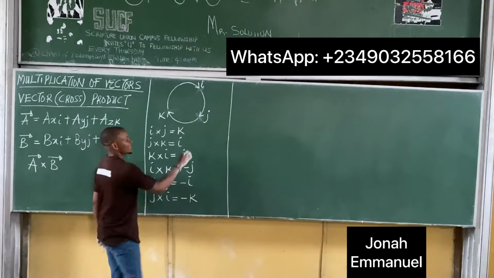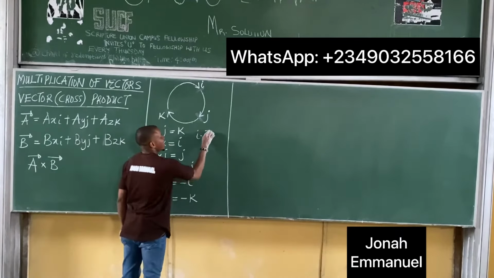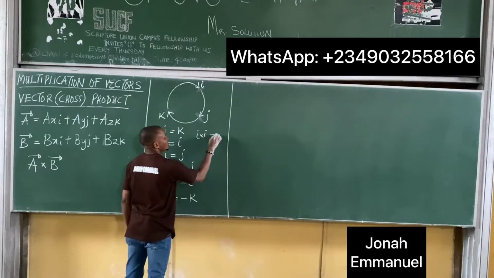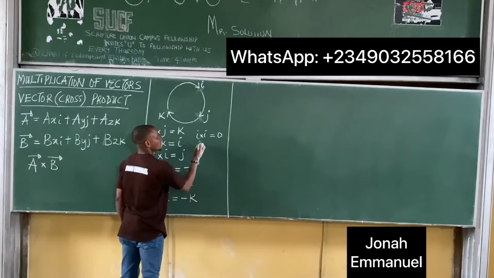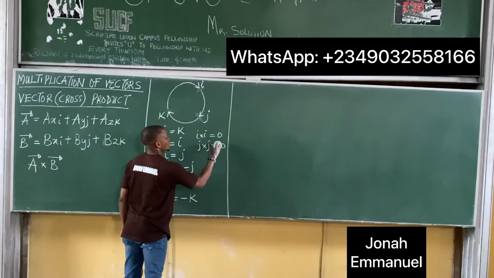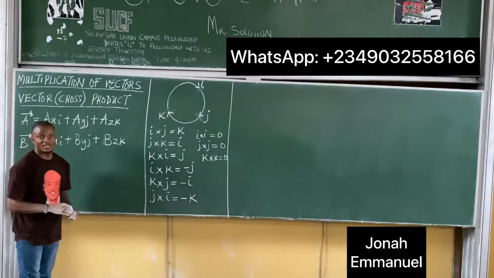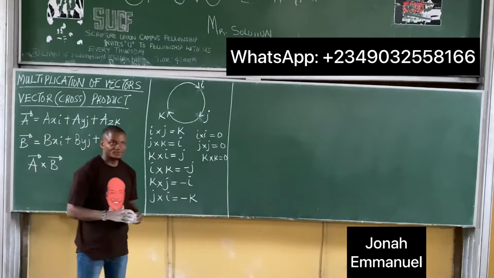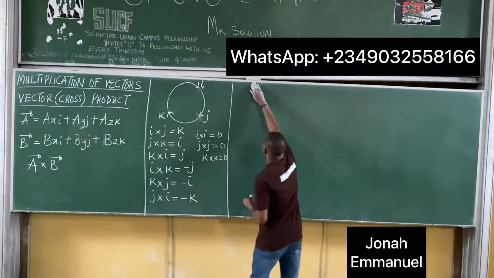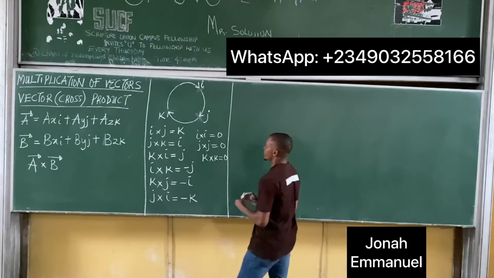In this case, I cross I is equal to 0. J cross J is equal to 0. K cross K is equal to 0. So please note these identities. We use them in deriving our formula. Alright, having said that, let's look at A cross B.